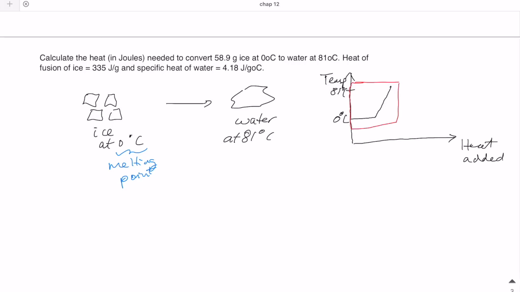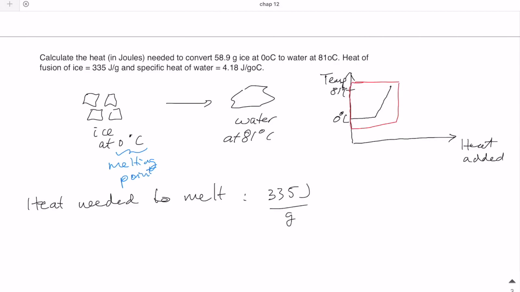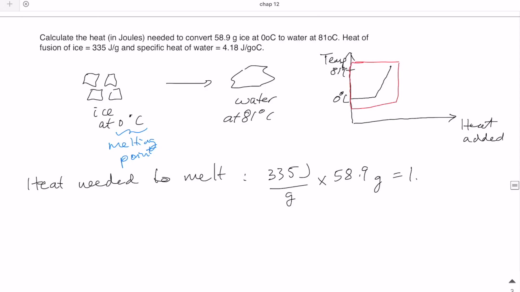The first one is the heat needed to melt, and for that we just need to calculate using the enthalpy of that melting process, which is the heat of fusion, and it gives you 335 joules per gram of ice, and you just need to multiply that by how much ice you have, which is 58.9 grams, and that would give you 1.973 times 10 to the fourth joules.